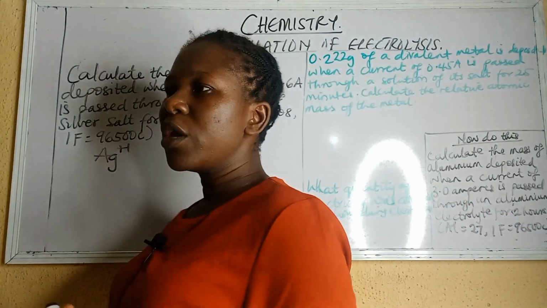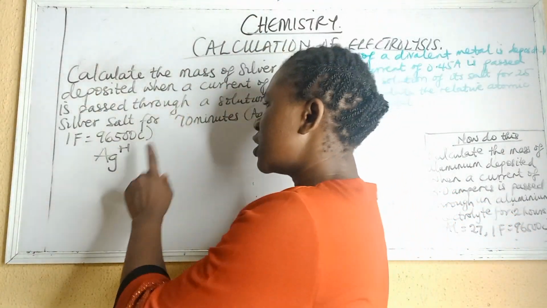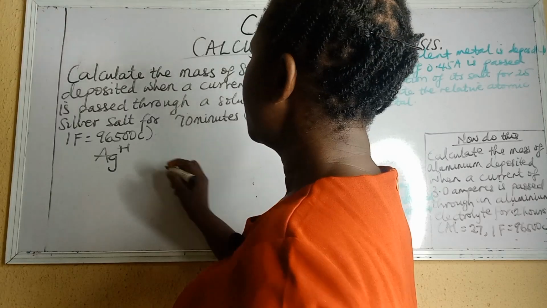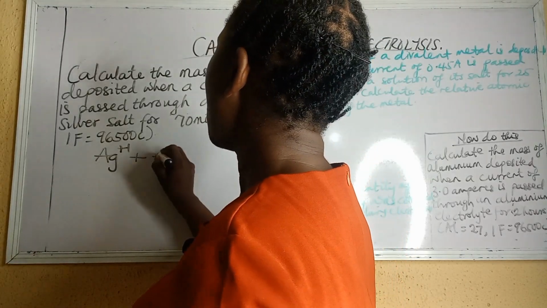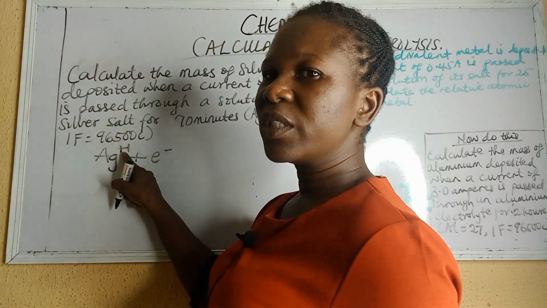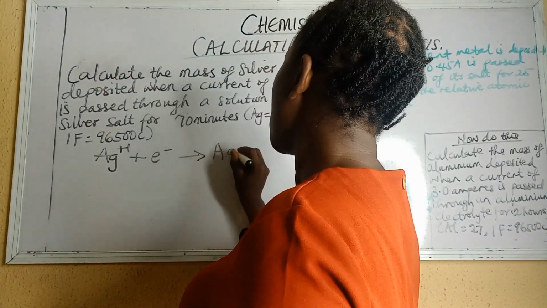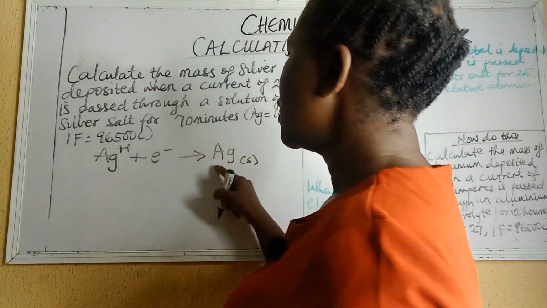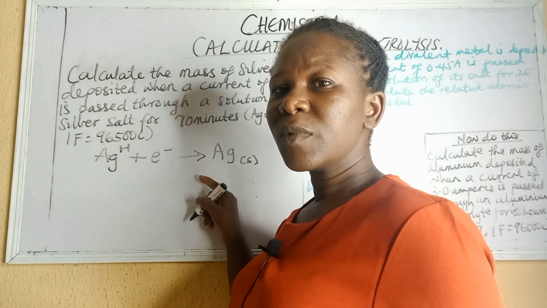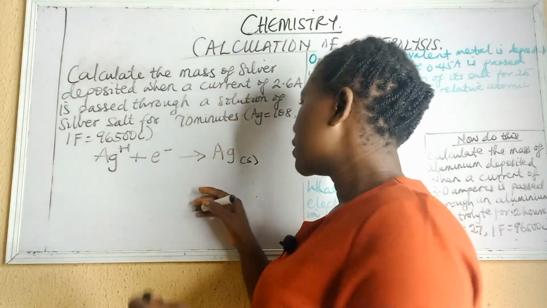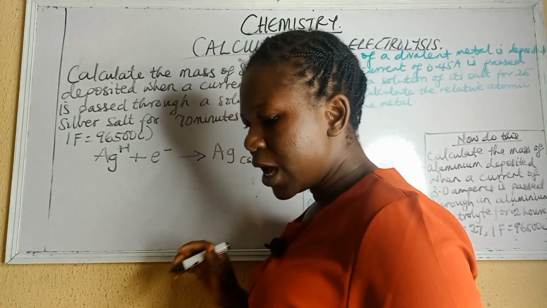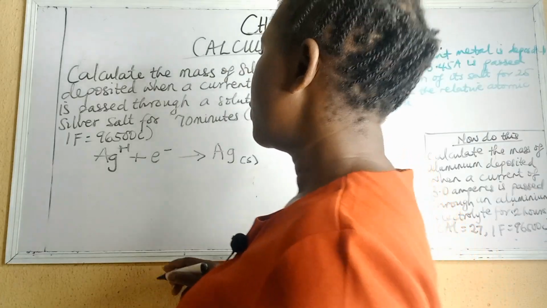The same thing occurs in electropositive elements. So I'm going back to silver now. The silver ion will take up 1 electron because the charge on silver is +1. So it takes up 1 electron and becomes neutral. It will be deposited on the cathode as silver metal, and it will be collected.